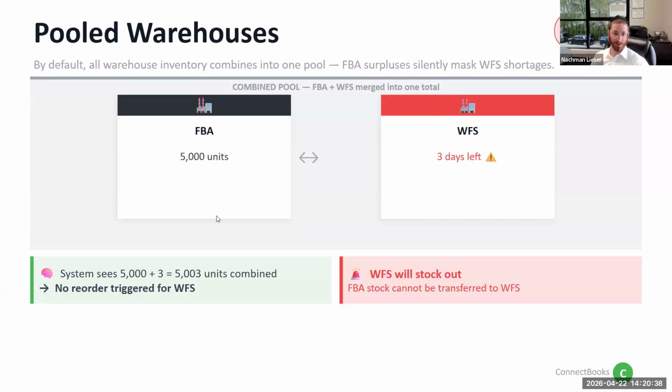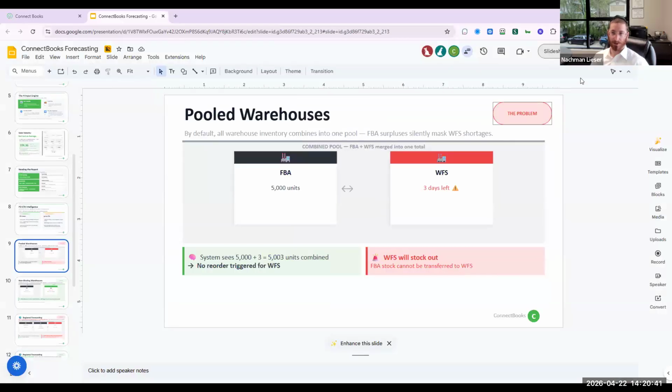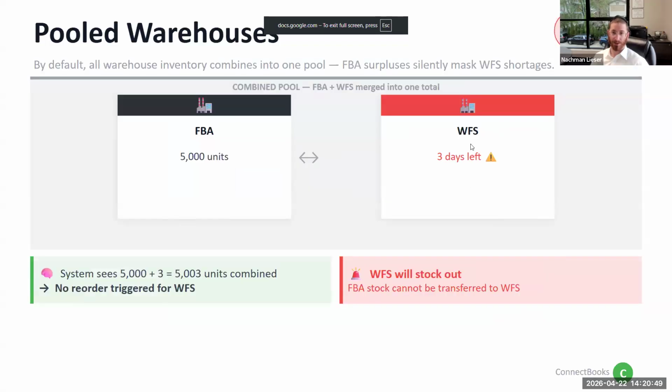So the pooled warehouses basically works is here's a challenge. So in the pooled warehouses, we have FBA and we have WFS, right? So let's say in FBA, you still have 5,000 units. However, in WFS, you only have 3 days left. So the system is not telling you anything. It's going to say, hey, based on your velocity, everything is looking fine, because you have a lot of stock in FBA.